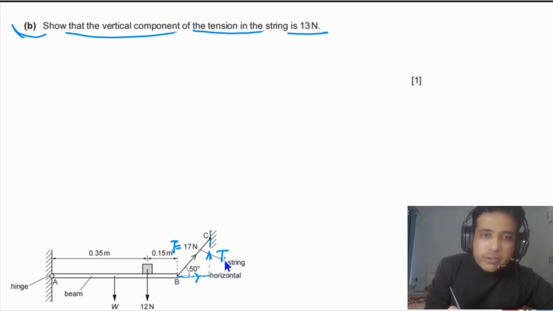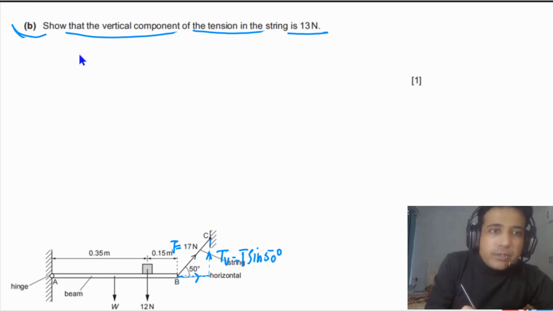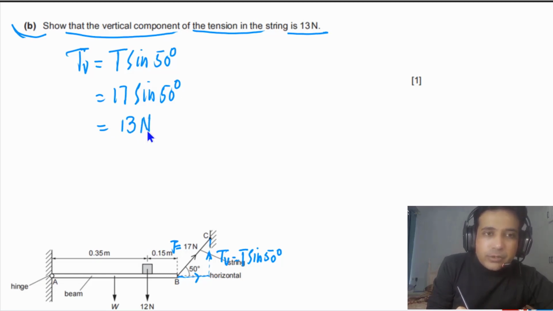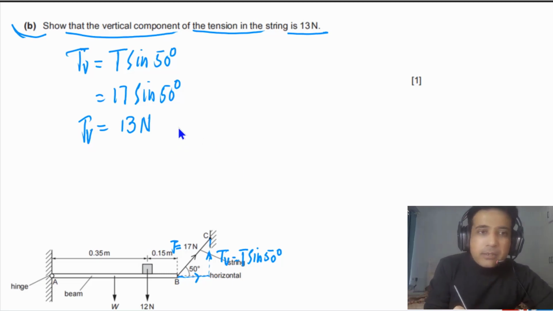Question is asking us to calculate vertical component of tension. So we can say this one is TV, and TV in this case will be equal to T sine of 50 degrees. So simply in this case, we need to write down TV means the vertical component of tension. This is equal to T sine of 50 degrees. And now simply you need to plug in values. We have 17 sine of 50 degrees. If we solve this one, our answer up to 2SF will be equal to 13 newtons. So this is value of TV. And this question has only 1 mark. If you have got the right answer, you will get 1 answer mark.